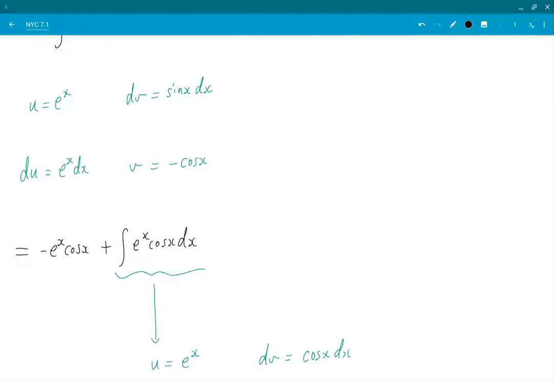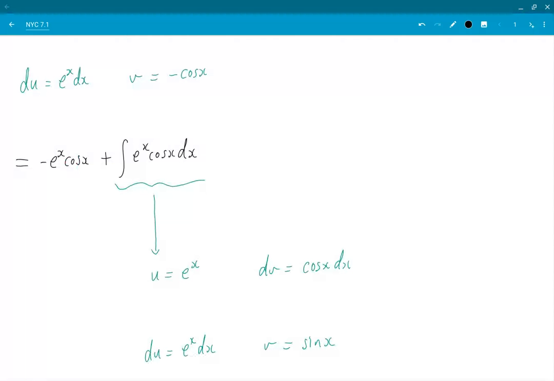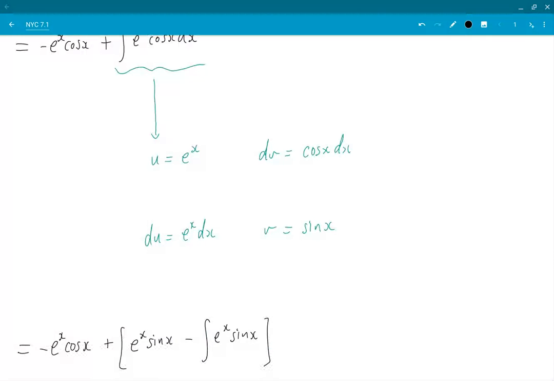Same kind of choices I made up here. u is the exponential, dv is the trig. It's important that I be consistent. That's a detail, but I chose u to be e to the x here. Unfortunately, it's going to matter. I'm going to need to choose u to be exponential down here too. Okay, work out du and v, and then use my by-parts formula to write that down with my square brackets. So important. I'm going to boldface them.